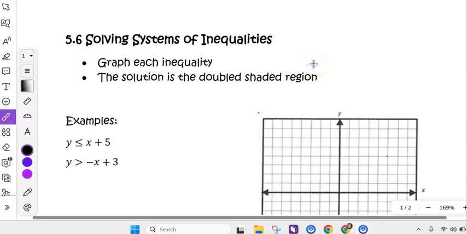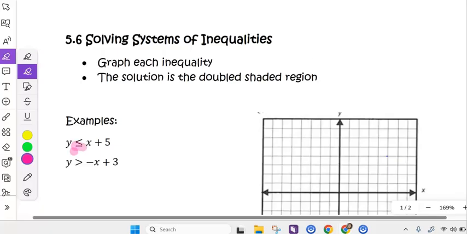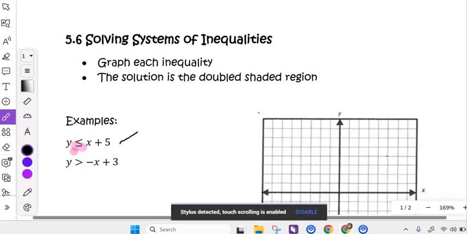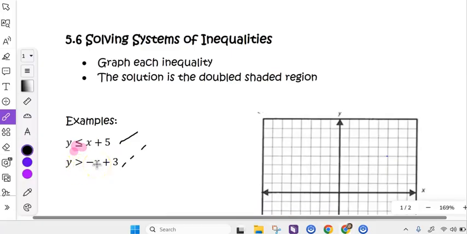Okay, this is a short little video going over graphing systems of inequalities. A couple things we need to make sure we know. The solution is the double shaded region. Also, I'm going to show you how to do it by hand, but then I'm also going to show you on Desmos, so make sure you're paying attention there. If it has an "or equal," like this does, that means it is a solid line. And if it doesn't have an "or equal," then it's dashed. All right, so let's get started.